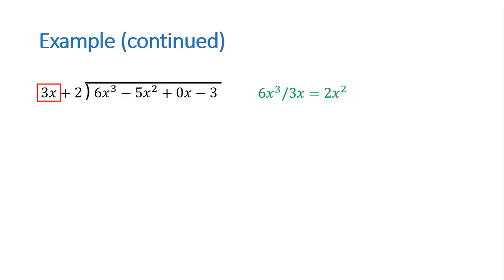So we're left with 2x squared, and that's going to be the first portion of our quotient. Now, just like with long division, we take whatever we found for the quotient, we multiply it by our divisor, and then we put that under the dividend and we subtract. So 2x squared times 3x is going to be 6x cubed, and then 2x squared times 2 is going to be 4x squared. So I'm going to line each of those terms up underneath its matching term from the dividend, and then I'm subtracting all of that.